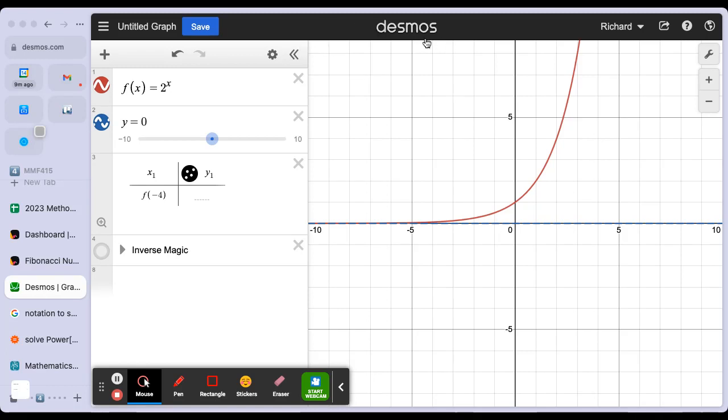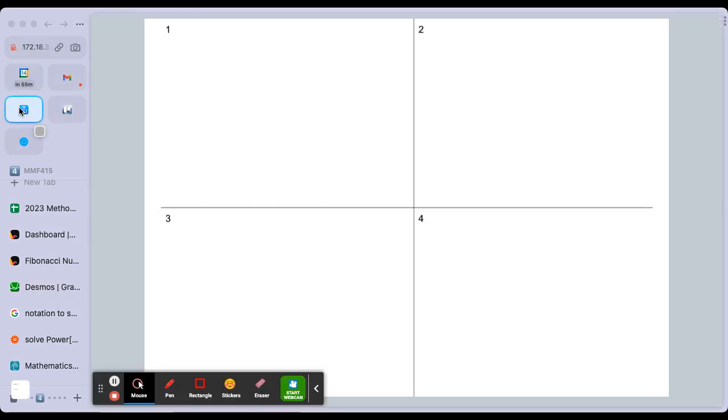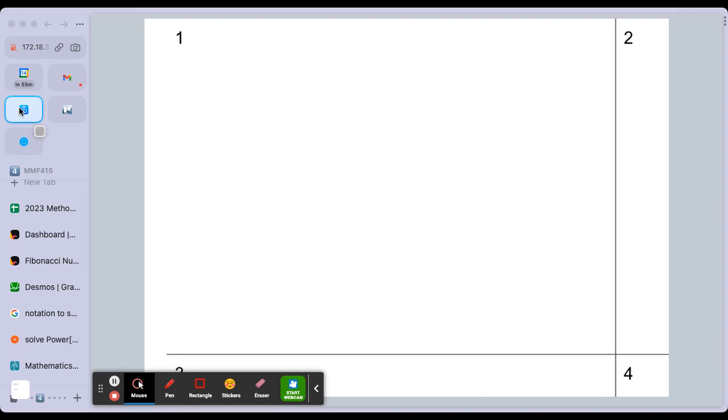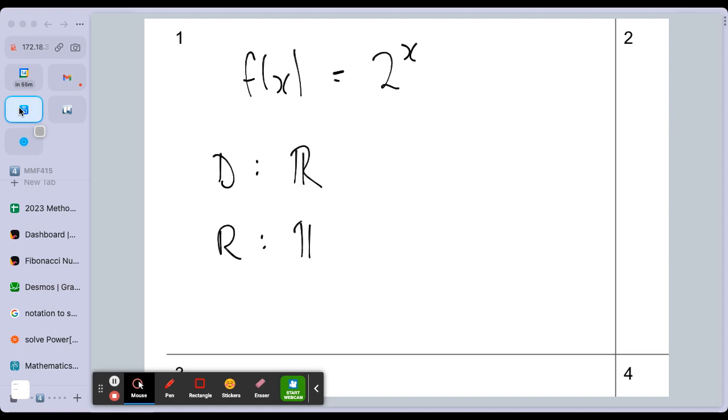So you've written down the domain and range of this function. Hopefully you all got the same as me, and that is, for f of x equal to 2 to the power of x, the domain is all real numbers. There's no restriction there, is there? And the range will be all real numbers again, except 0. Is that right?